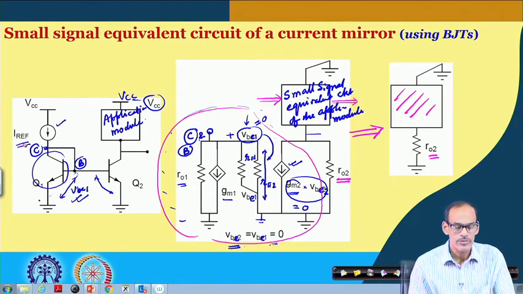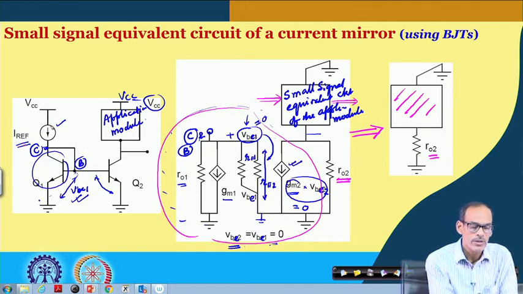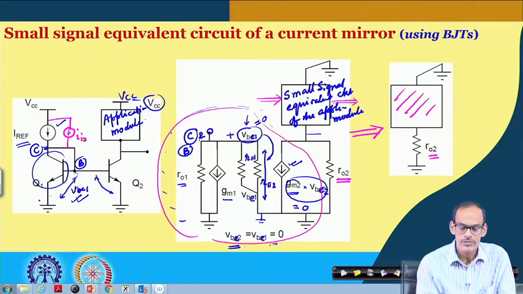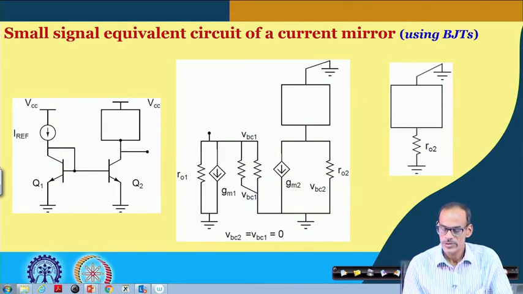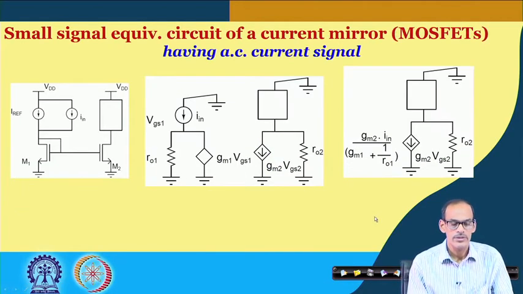A situation may arise when this reference current may have a signal part, namely say I in, and in that case obviously this will not be 0, and this may carry some signal to this voltage dependent current source. So, let us see that situation. In the next slide we do have this situation.